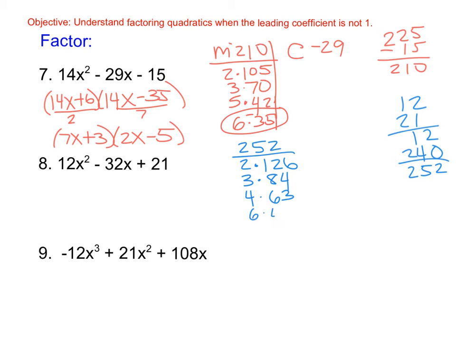6 times 42. 7 times 36. Ooh, we're getting close. 8? Does 8 work? No. 9 times, let's see, it's a 4 and a 7, 28. Does this not have an answer? 32. That's 36.